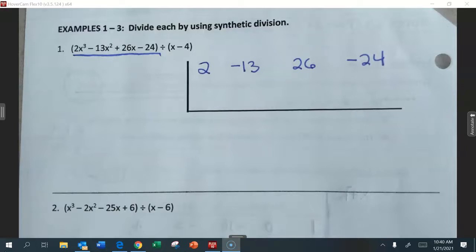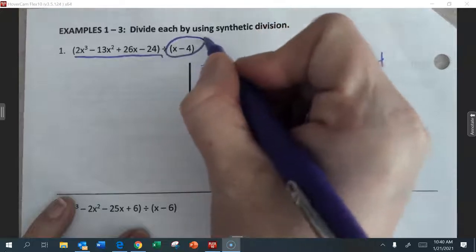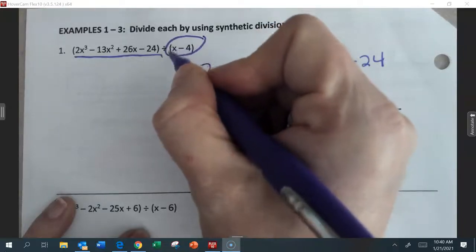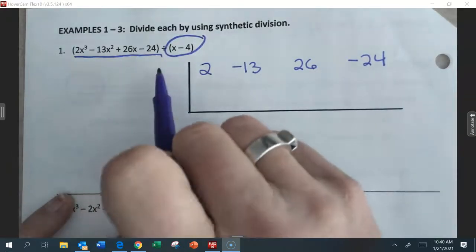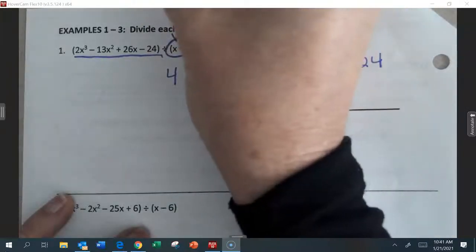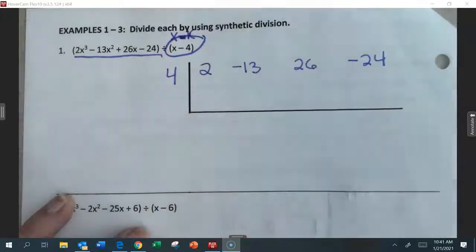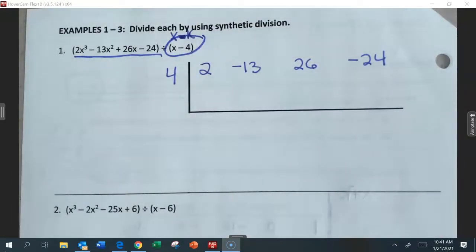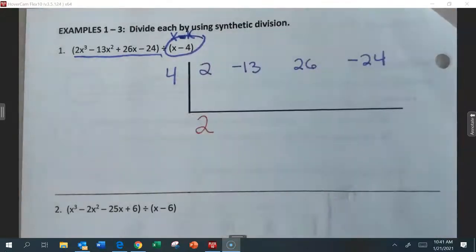Now, our divisor, remember, if you're going to use synthetic, it has to look like that, meaning it's linear, degree 1, leading coefficient 1, it's a binomial, so that works. What are we going to put out here? What is the k in x minus k? 4. Good. So if you do x minus k, like above it, to kind of remind yourself, the k is 4, not negative 4, okay? So here we go. The first part, remember, is to bring down. If you remember to bring down this leading coefficient, you're good.